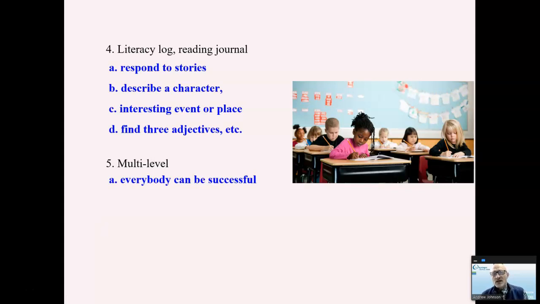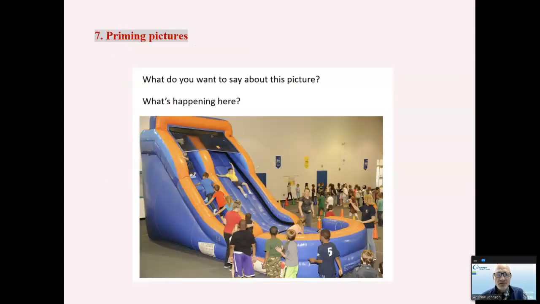Literacy logs. Again, you could respond to a story, describe a character, an interesting event, find 3 adjectives used to reinforce grammar. And I like the journal or literacy log because it's multi-level. Everyone can succeed. Everyone can take it as far or not far as they want to. Learning logs, journal entries, everyone can be successful.